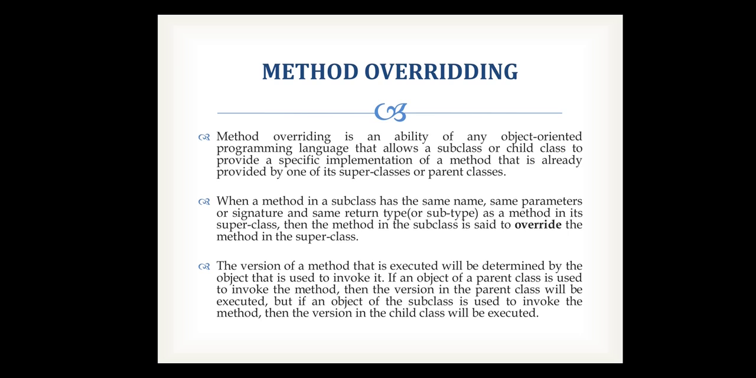used to invoke it. If an object of a parent class is used to invoke the method, then the version of the parent class will be executed. If the object of the subclass is used to invoke the method, then the version of the child class is going to be executed. Let's see an example so you will get a clear idea.